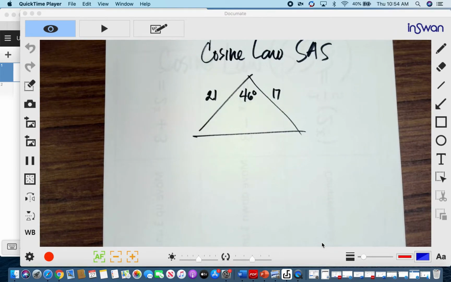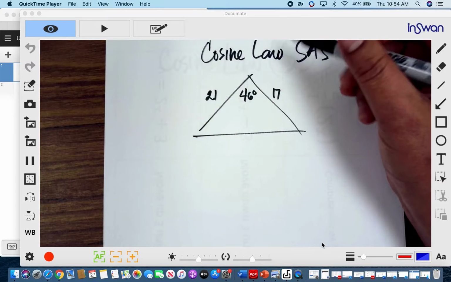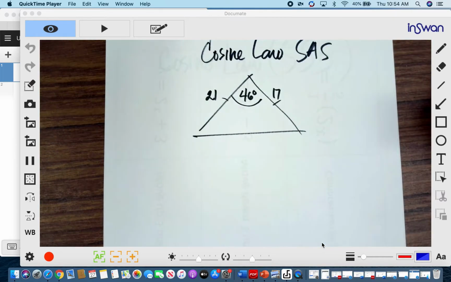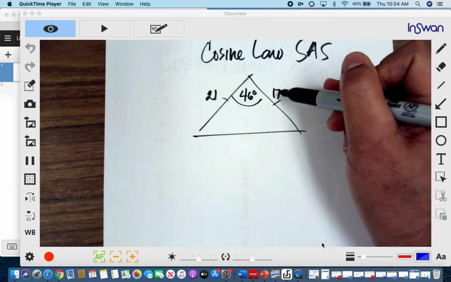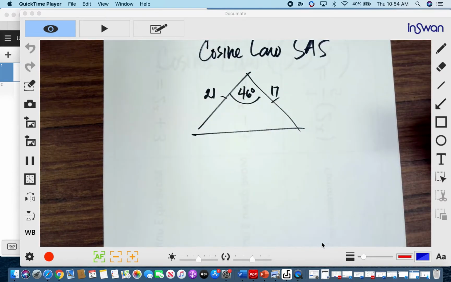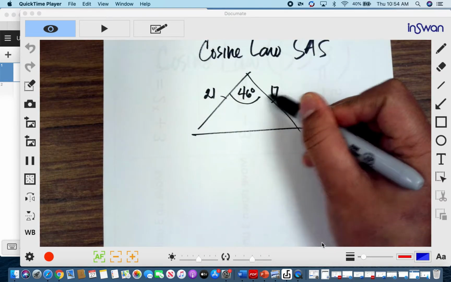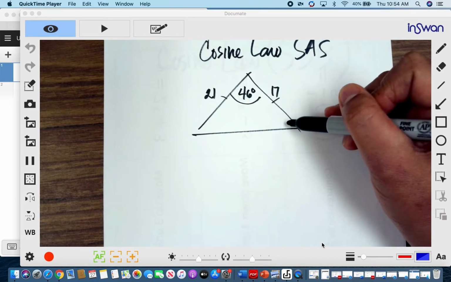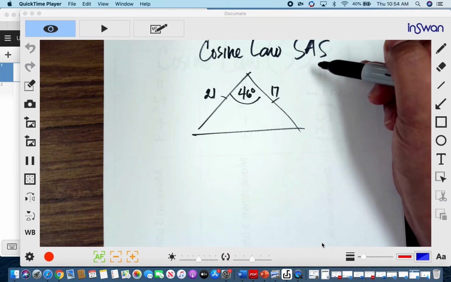Now, in the condition for sine law, when two sides are given and there's only one angle, that angle should be opposite one of the sides for you to be able to make use of sine law. This is cosine law because you have two sides and the angle is between them. So therefore, these two sides here, there is no angle opposite either of them. So the angle opposite 17 is not there, and the angle opposite 21 is not there. So therefore, we can make use of cosine law.